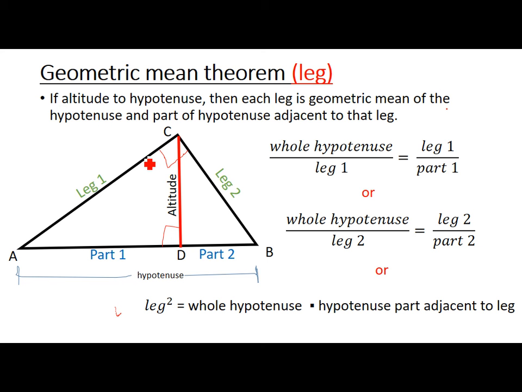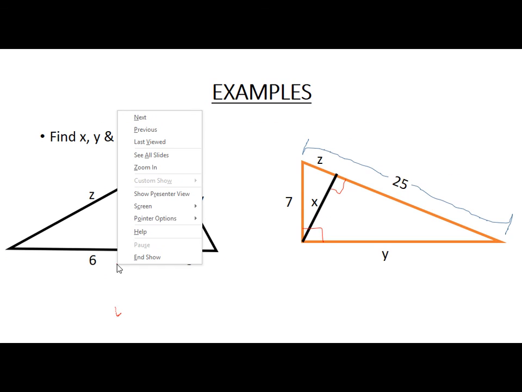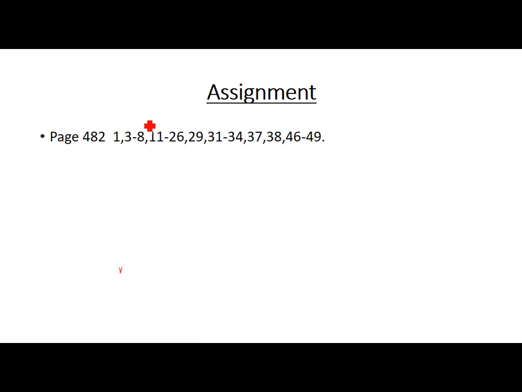They're going to give you a picture and you're going to have to pick out parts and put them in those proportions or in those equations where you think they can go. Now, are they going to give you all 4 of these parts? No, there's probably going to be one of them missing. That's your assignment, 482.